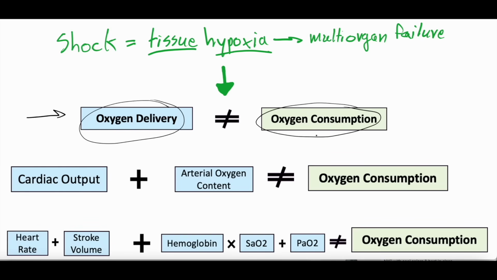So shock is tissue hypoxia. Shock is we're not able to deliver enough oxygen as compared to the amount of oxygen the tissue is consuming. But what is oxygen delivery? How do we break it down?